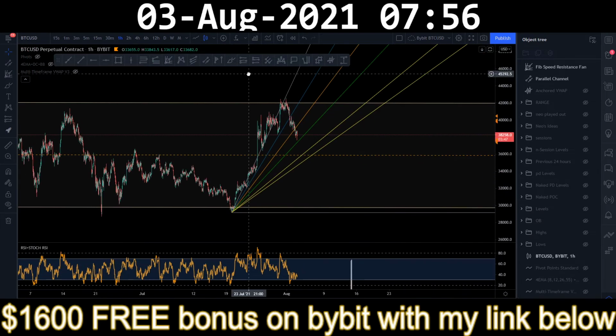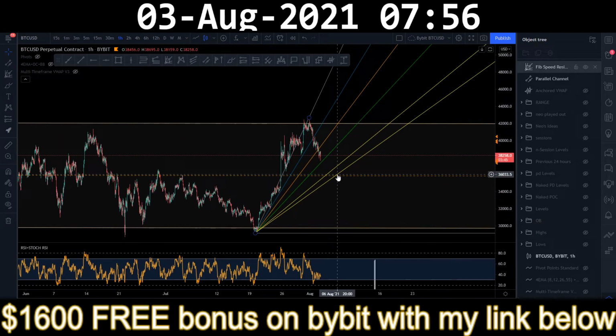And also, we have this fib speed fan right here coming down to the possible golden zone right around here, which is kind of lining up with the middle of the channel. So on this 1 hour, we could just see it come down, down, down, hit that 1 hour speed fan right there, and then just pop right back up. So these are some of the ideas that we're basically looking at as far as the daily, the 4 hour, and the 1 hour.